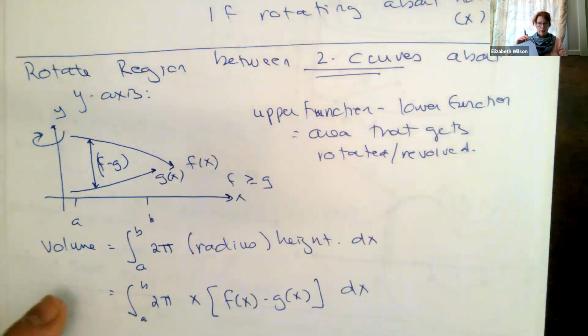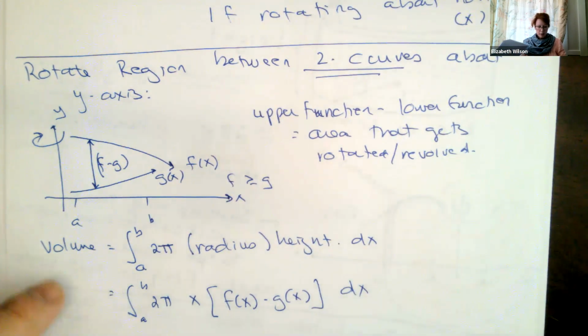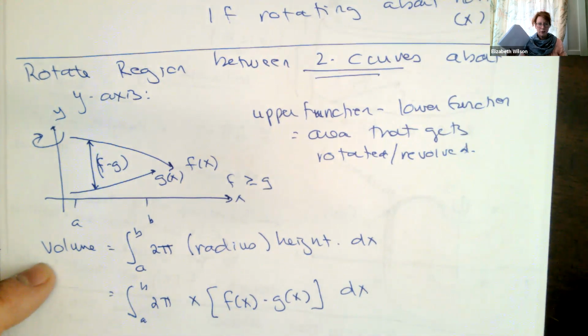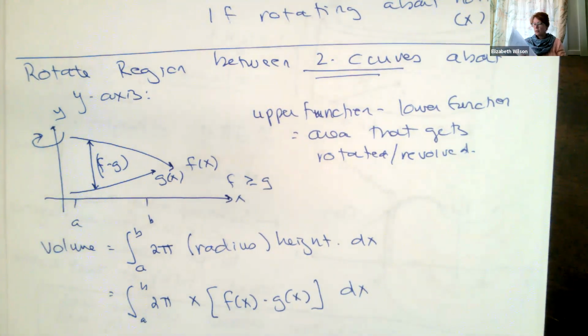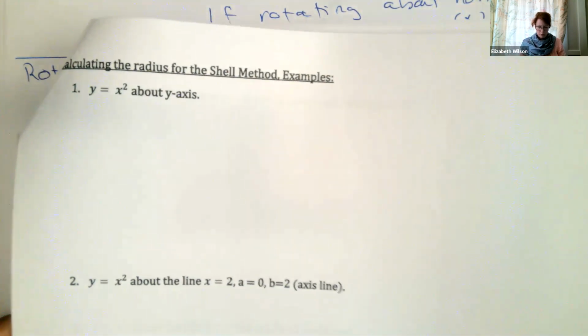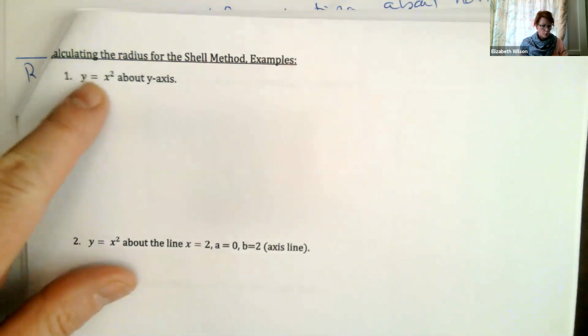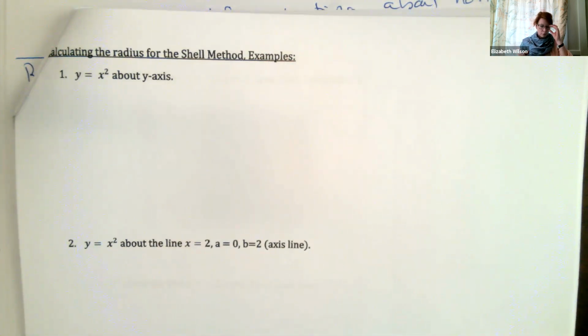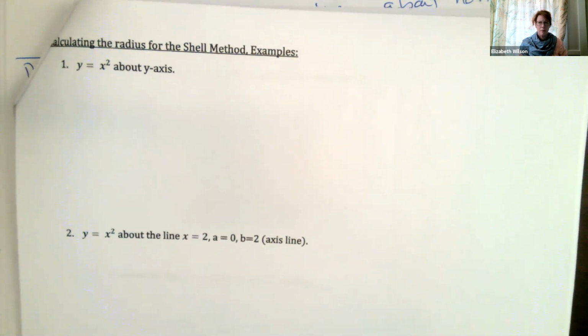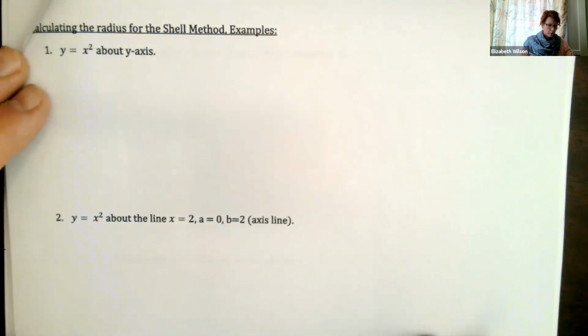Okay, before we get into the rotation of this area between the two curves, I want to talk about our next set of examples. We've got six of them, where we want to calculate the radius for the shell method. We're just going to take y equals x squared, our basic parabola, and rotate it around various axes to see what it looks like as we go around. It's important to be able to visualize because your radius is going to change. So I set up all these examples so that we can see how it looks and how it's different, and we're going to talk about it.